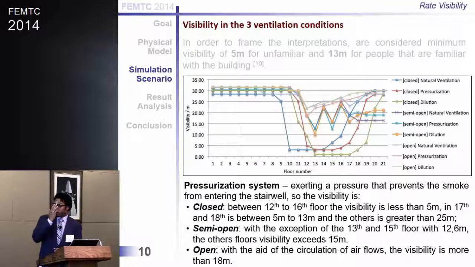For the pressurization system, we can see in the graph we have closed, semi-open and open, 3 different cases for one ventilation system. Here we can see that between the 12th and the 16th floor, the visibility is less than 5 meters, and on the 17th and 18th it is between 5 and 13 meters, and the others are more than 25.